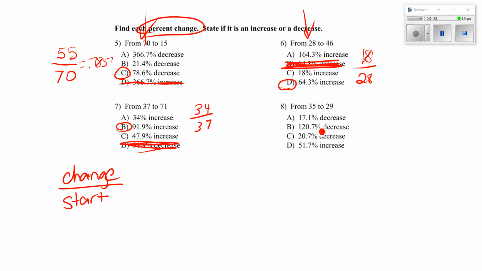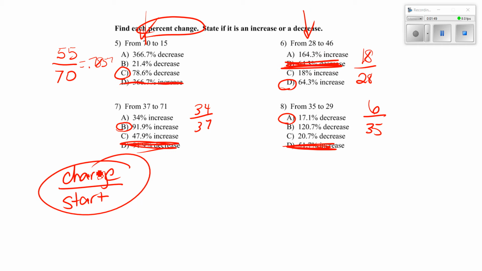Then from 35 to 29 is a decrease, so I can take that off. It went down 6. It started at 35. 6 divided by 35 is a 17.1% decrease. Keep in mind it's the change divided by your starting or your original amount.